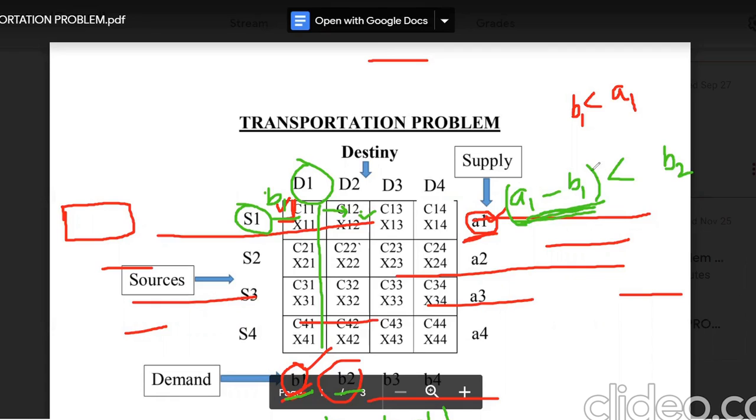Now see here. In the very beginning, what I have done in the first cell, we have checked which one is the minimum from B1 and A1. Since B1 is the minimum, we have allocated that one. So the total demand for the destination has been fulfilled, so we have cancelled this column. When the demand is fulfilled, cancel that column.